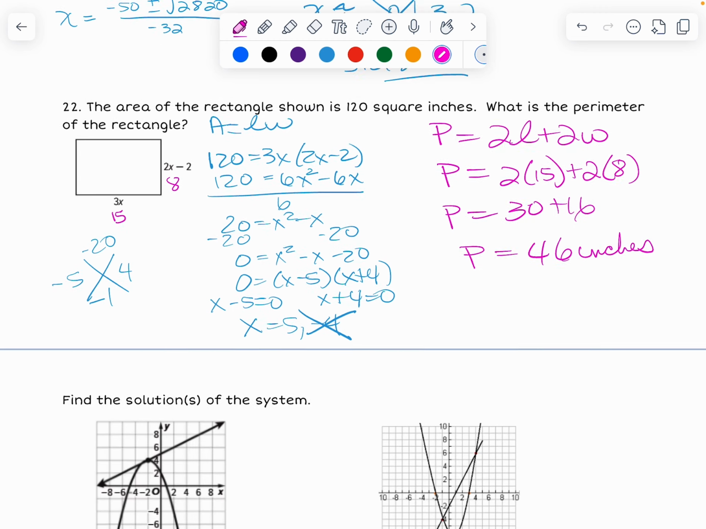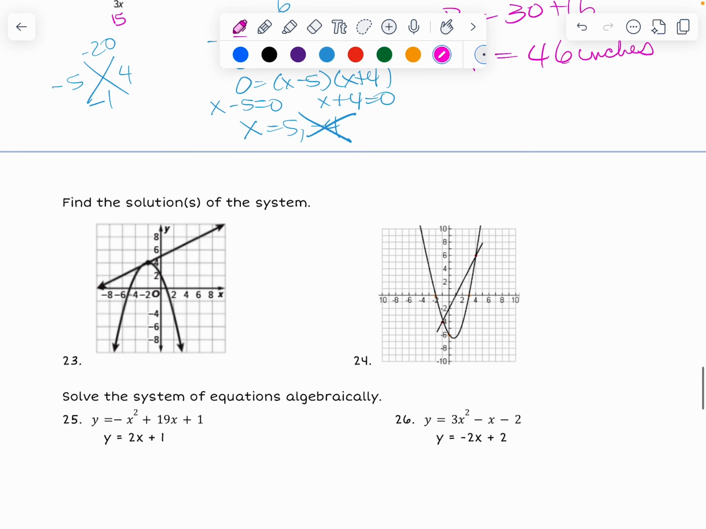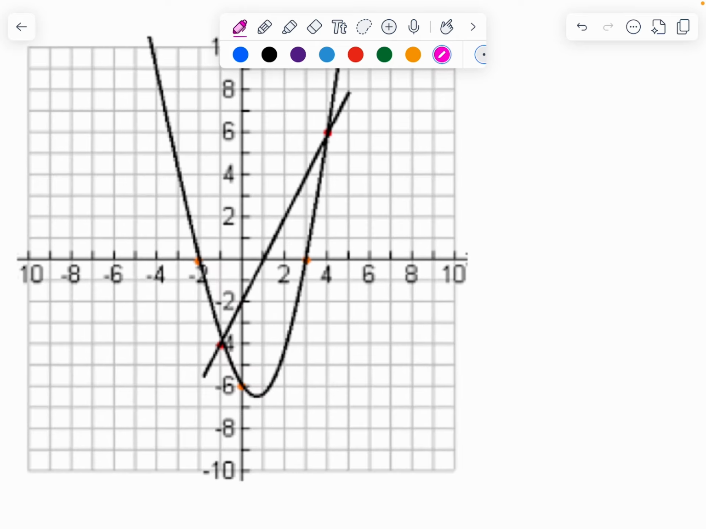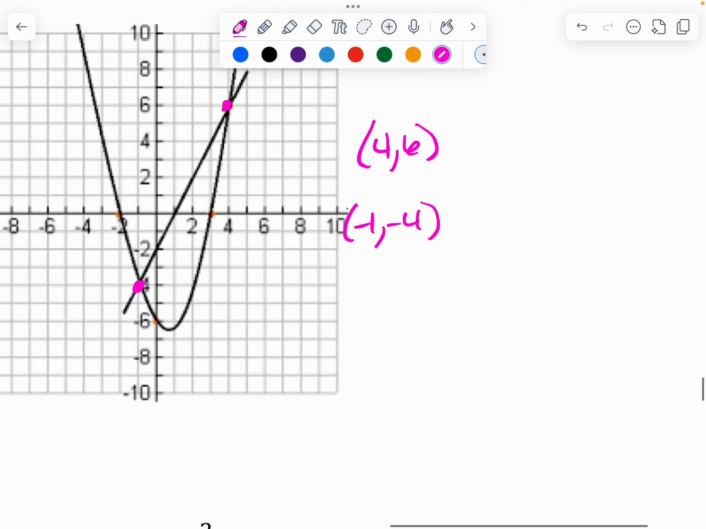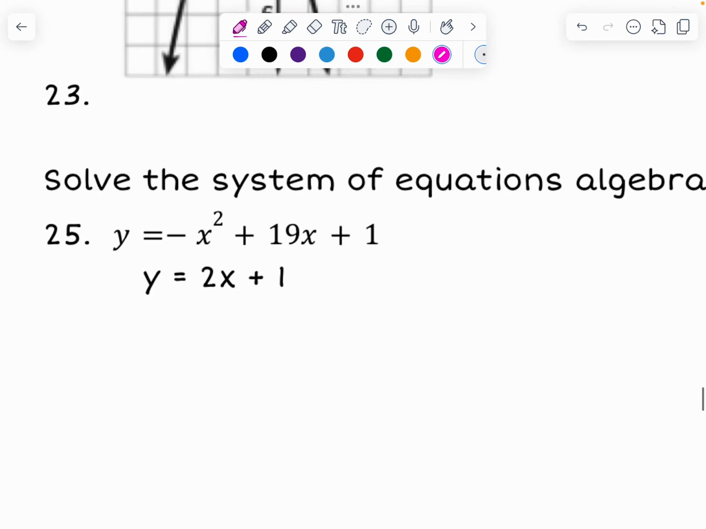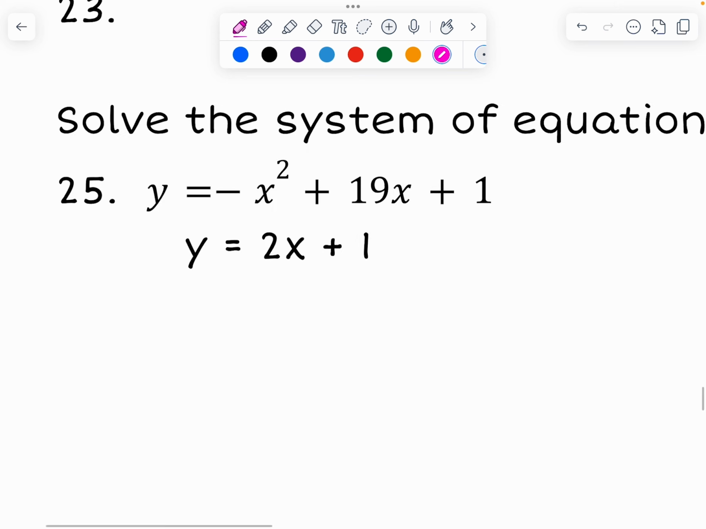Okay. This next part, they only run into each other once, and that's at the point negative 2, 4. Then this one, they run into each other twice right here, and we have negative 1, negative 4, and this point right here, and that is the point 4, 6. Okay, so we're going to solve this algebraically.